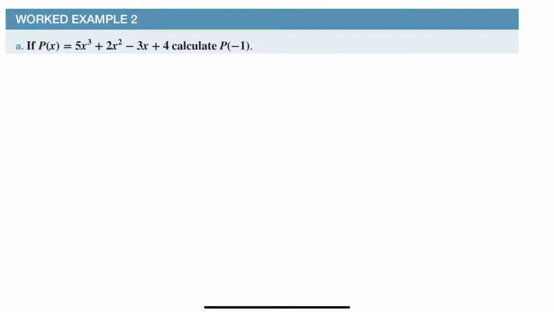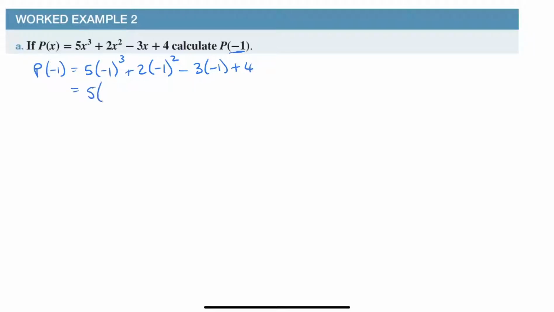So all we need to do is substitute -1 wherever I see an x. So I'm going to say p of -1 equals, and wherever I see an x, I'm going to put a bracket, -1 cubed plus 2 times, wherever I see an x, I'm going to put a bracket, squared minus 3 times, there's an x, so it's a bracket, plus 4. And now I'm going to evaluate.